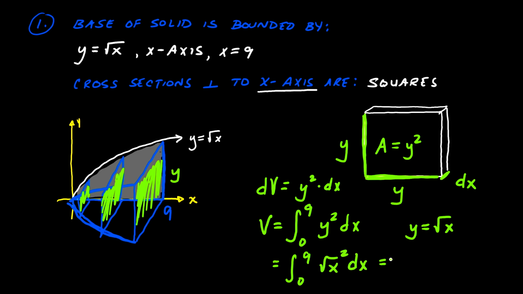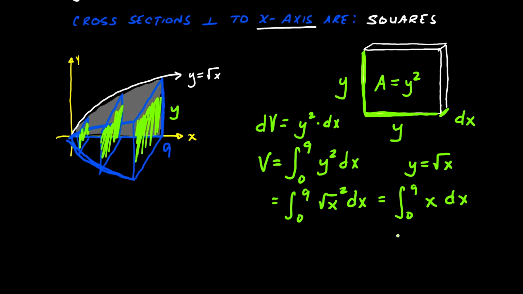This is something we can go ahead and evaluate. We'd have 0 to 9. Root x squared is simply x, dx. And we can use the power rule to integrate this. So we'd end up with 1/2 x squared evaluated from 0 to 9, which would give us 9 squared, 81 over 2, minus 0. So we're left with a value of 81 over 2. And we'll be able to use this for the remainder of our examples as well, because we're going to be referencing this square cross-section.